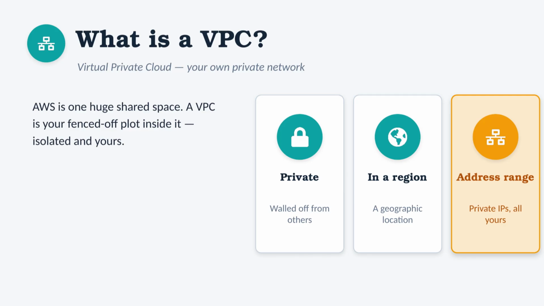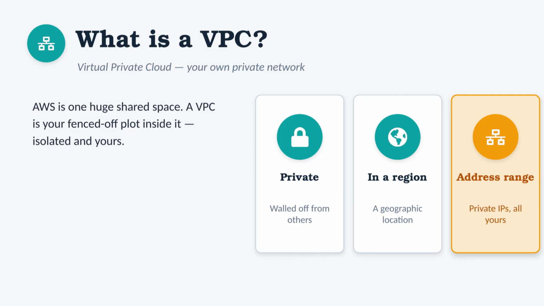same underlying infrastructure. You create a VPC inside a region. That's a geographic location, like Ireland or Tokyo. And when you create it, you define its address range, the set of internal IP addresses your resources can use. Don't worry about the exact numbers. Just know that a VPC stakes out a private range of addresses that's all yours. That's your plot of land.